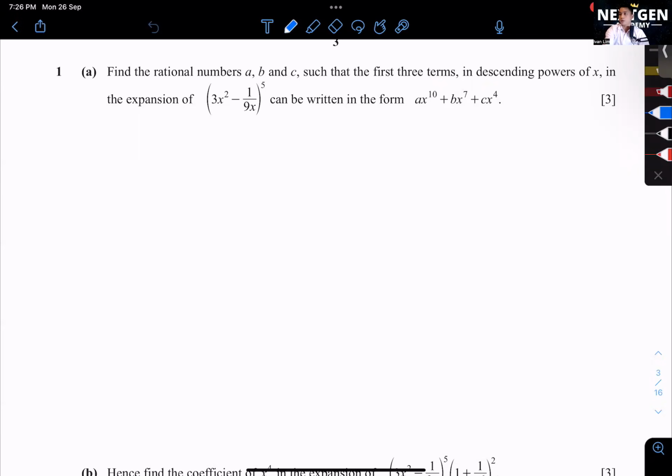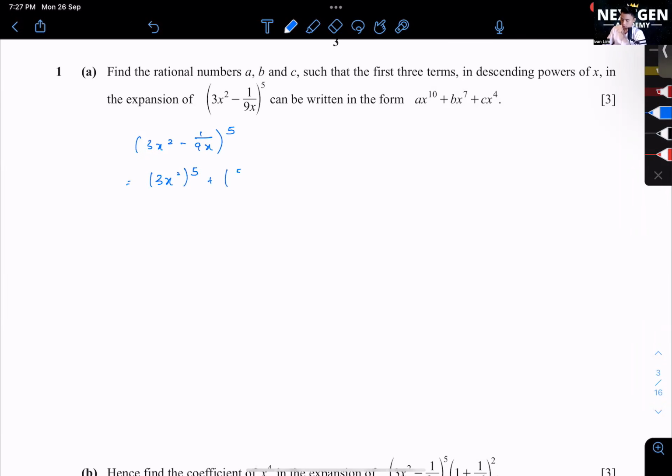Some of you did something a bit different from the working that I showed you. It's fine, as long as your final answer is the same. So (3x squared minus 1 over 9x) to the power of 5. I just want you all to use the binomial expansion. Be careful. I think all of you know the formula; the only reason you're wrong is you type in something wrong somewhere. It's all careless. We have done so many of these questions already. Most of the time you're just careless, so make sure you double, triple check it.